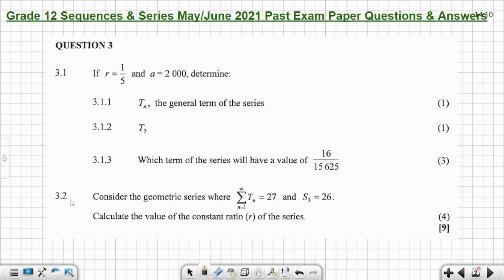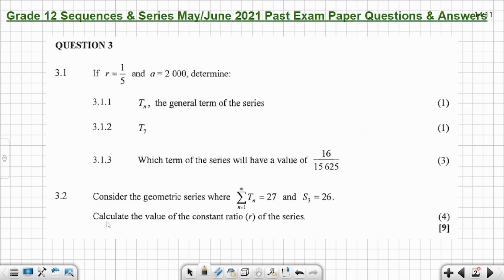Okay, 3.2. Consider the geometric series where you have this sigma notation, which stands for sum of. So you are taking the sum from 1 up to infinity. So the sum to infinity is equal to 27. And then you are also given S3 equal to 26. So the sum of the first 3 terms is equal to 26. This is what they are telling you. S3 equal to 26. The sum of the first 3 terms is equal to 26. And the sum to infinity is equal to 27.